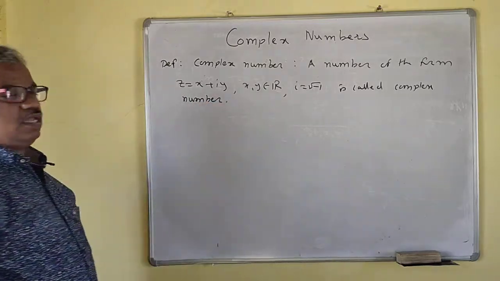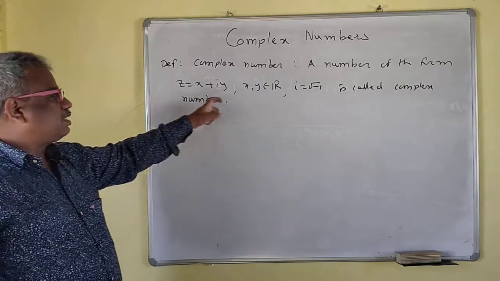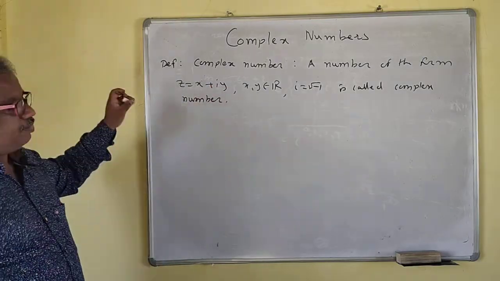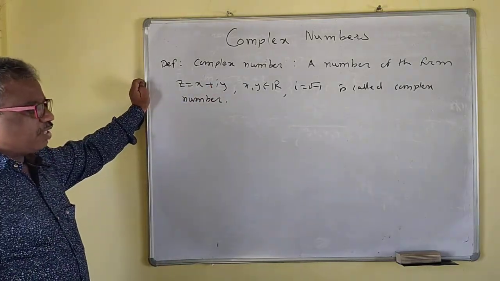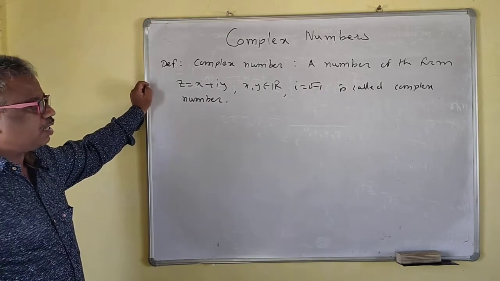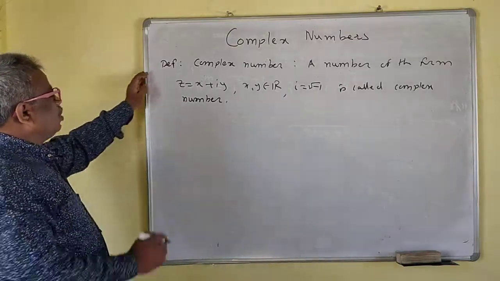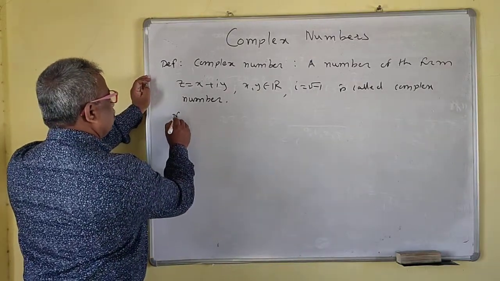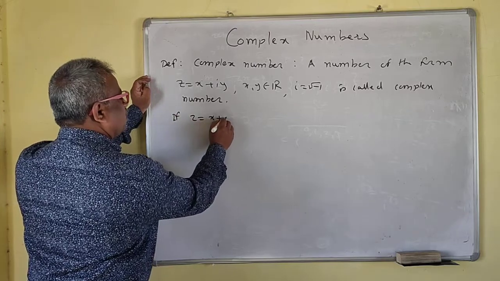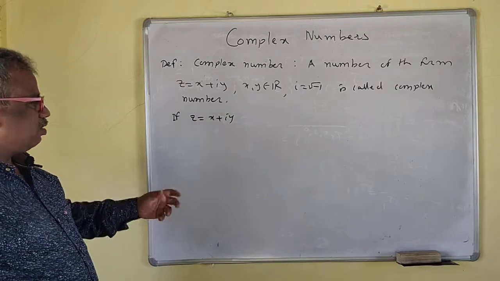Very simple definition: a number of the form x plus iy, where both x and y are real numbers, and the value of i is root of minus 1. Note that i square is minus 1. That is obvious. Now if z is equal to x plus iy, instead of writing x plus iy I can say z is the complex number.